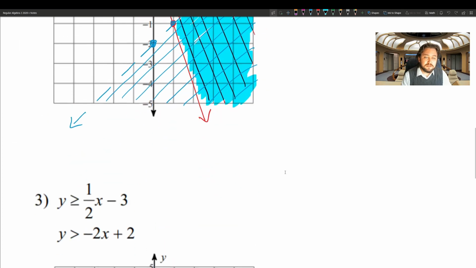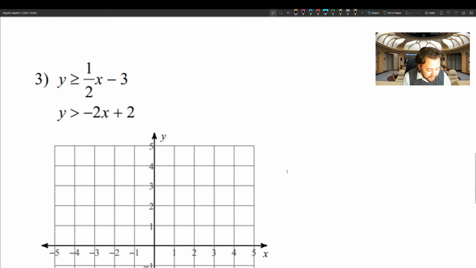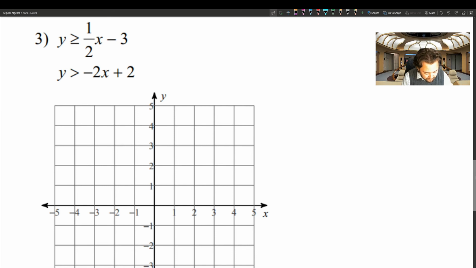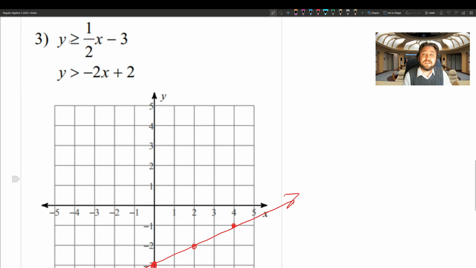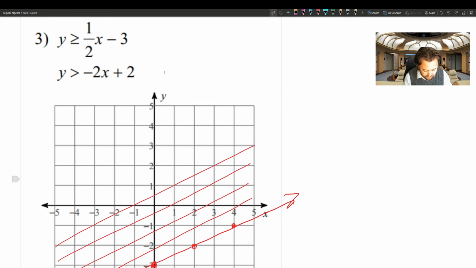All right, let's do another one. Practice makes perfect. Again, I'm going to do the top one as red. I'm going to start off with my y-intercept of negative 3, and my slope is 1 over 2. We've got the equal to bar, so it's going to be a solid line. And the shading here says y is greater than or equal to, so I'm going to be shading up. Sounds like a book title, Shading Up.